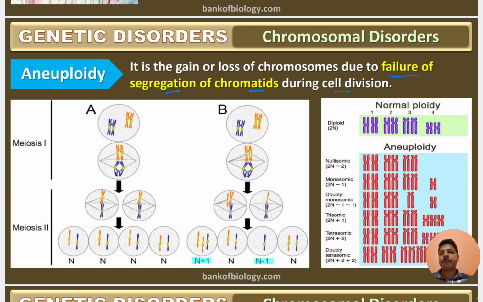See this, you can see meiosis 1 occurs on both sides. Here, in the second meiosis, all have haploid genetic material, but due to the failure of segregation of chromatids, one gamete has one more chromosome and one has one less. It is called aneuploidy.